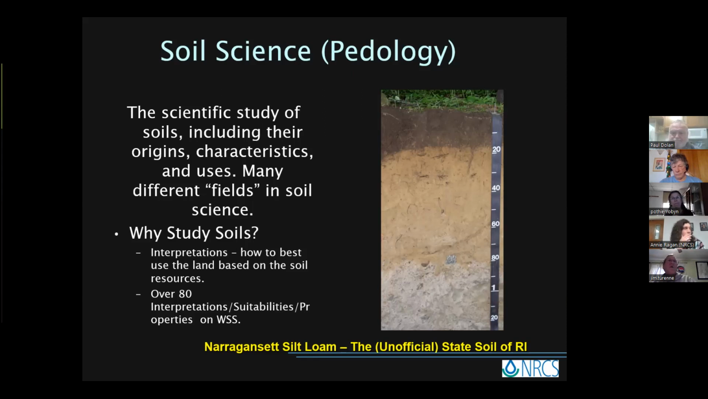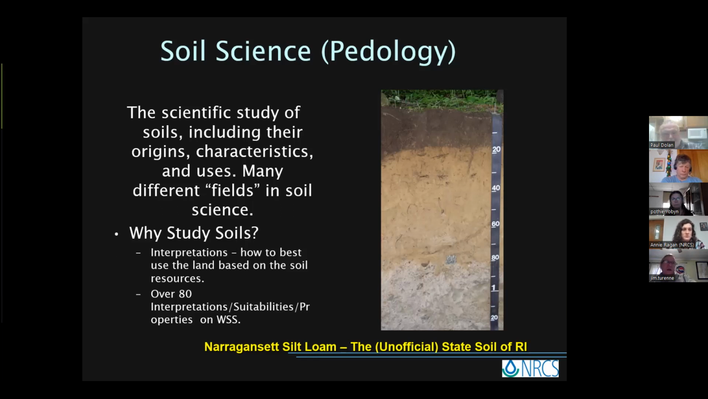So soil science is pedology. I'm a pedologist. It's a scientific study including soils, where they come from, how they're made, some of their characteristics, and mainly about the uses. One of the major things we do in soil survey is we provide interpretations of what the soil's limitations are, what it's used for. Is it good for agriculture, trees, roads, buildings, and that sort of thing?